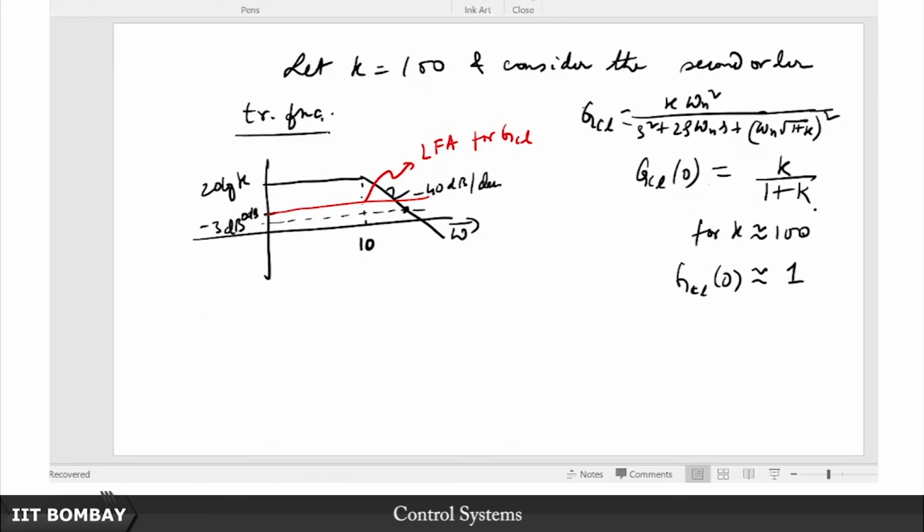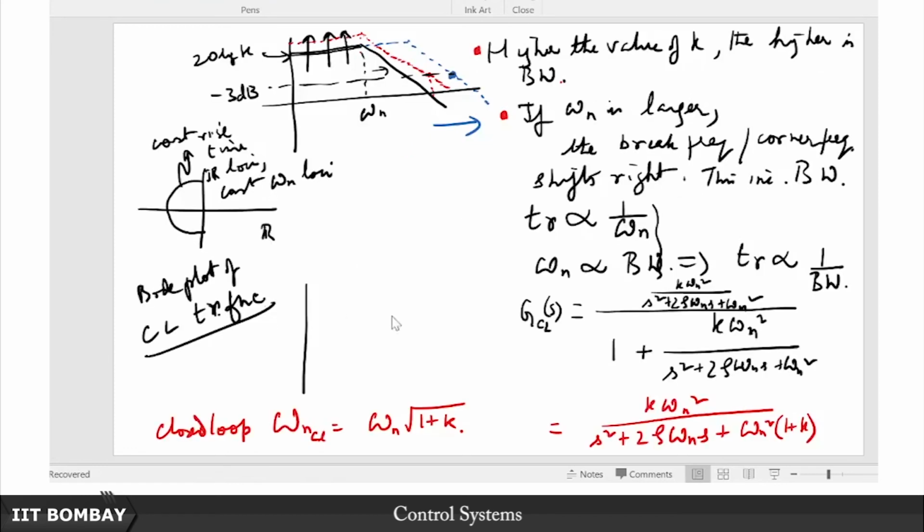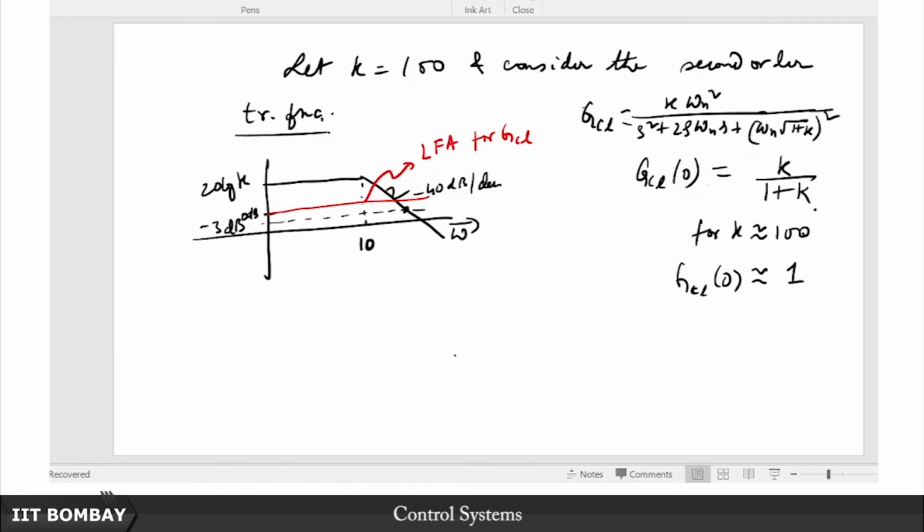So then where is this omega n CL now? This omega n CL is now going to be 10 times square root 101, which is almost equal to 100. Remember it is a log scale, so it is almost close to here, thereabout, somewhere here, 100. So this is where my new break frequency is for the closed loop Bode plot.